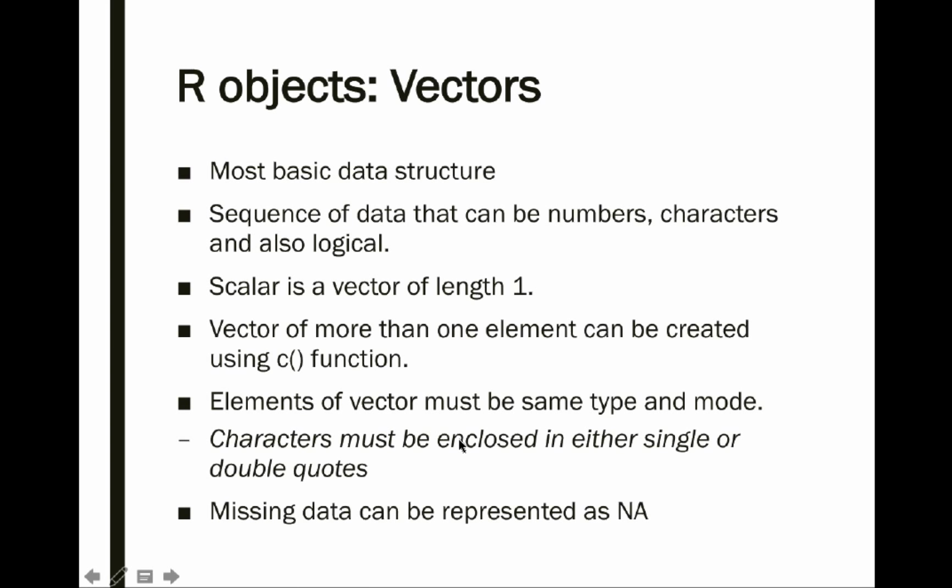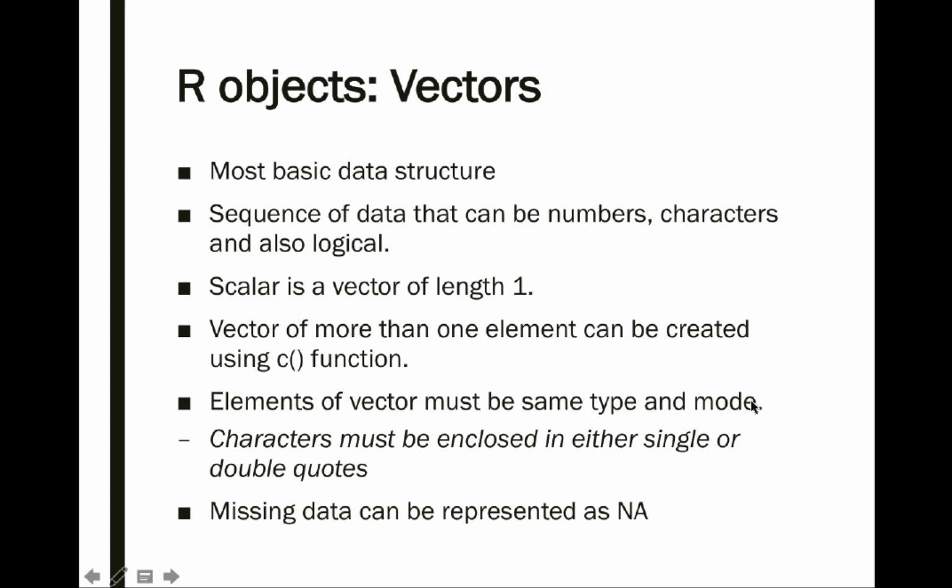Okay, so vectors are the most simple form of R object. They basically contain a sequence of data. This can be numbers, it can be characters, it can also be logical, which means true or false. The simplest form of just value 1 is a scalar, which is actually a vector of length 1. So everything is at least a vector. You can create a vector of more than one element by using the c function. And one thing to note about vectors is that they must be all of the same type and mode. Okay.